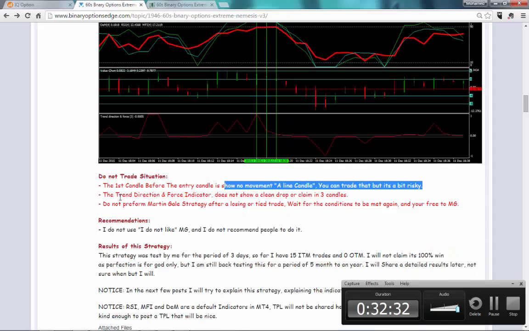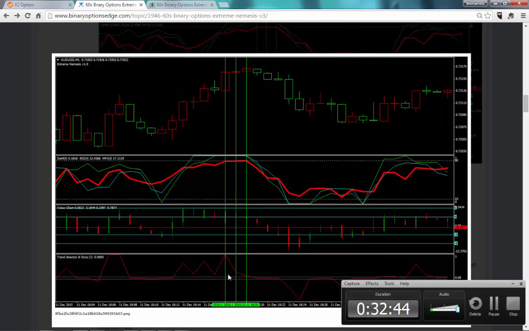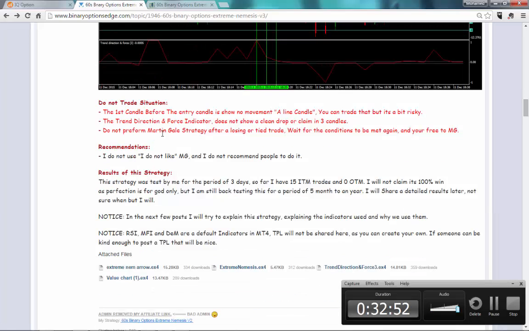The trend that does not show a clean drop. This is almost a clean drop. This is too close to the zero, maybe. For this trade here, I would say the second candle is a little bit too close, but I guess it's in the middle area. I guess, I don't know.